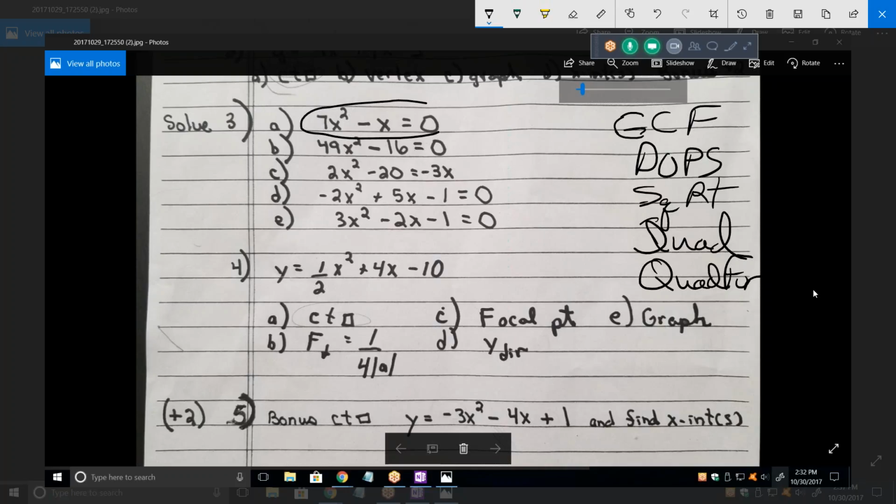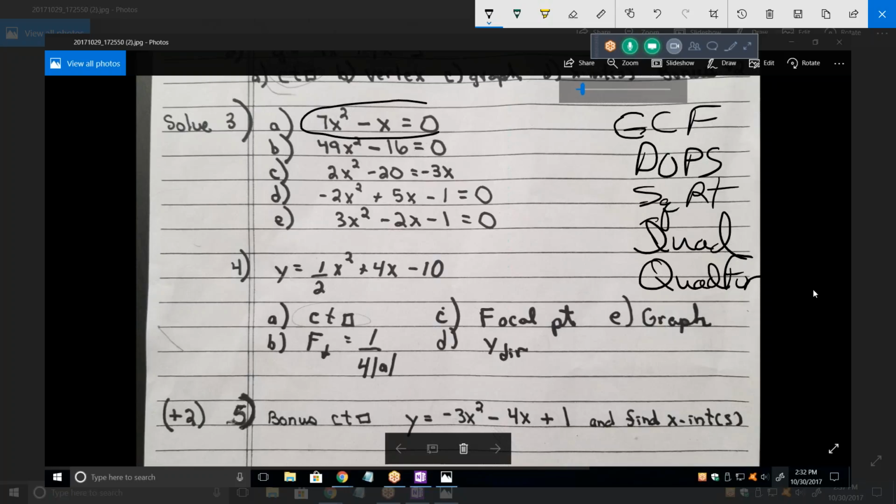Okay. Is there a GCF? No. Is it difference of perfect squares? Yes. Whenever you see an x squared term and a number and they are being subtracted, look for difference of perfect squares, because that's what you're most likely looking at.